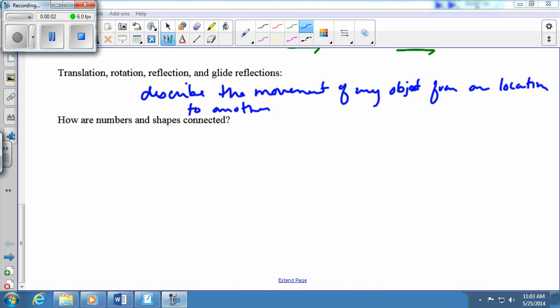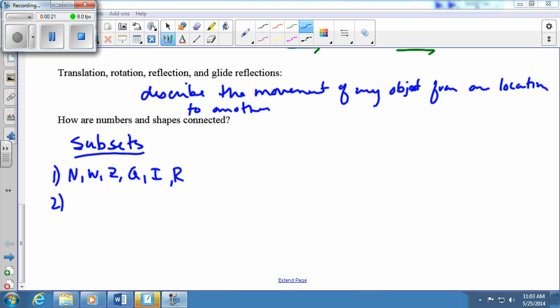Shapes and numbers are connected in the same way. We started in Math 115 talking about subsets. If you recall, the subsets of numbers are the natural, whole, integer, rational, irrational, and real. So what are the subsets for shapes? Well, we have triangles, we have quadrilaterals, we have regular polygons.